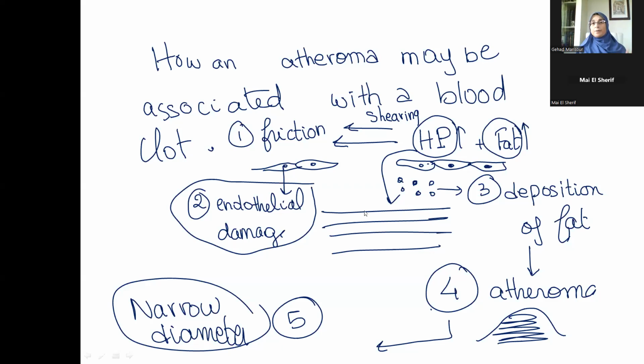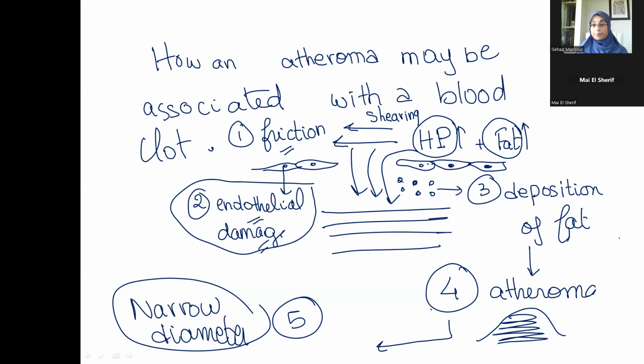So again, how an atheroma may be associated with a blood clot. We have a hypertensive person, and because of the high blood pressure, there are shearing forces on the endothelium and friction with the endothelium. There is endothelial damage, and there is deposition of fat, and that deposition of fat might form a swelling. That is the atheroma that causes a narrowing in the diameter.